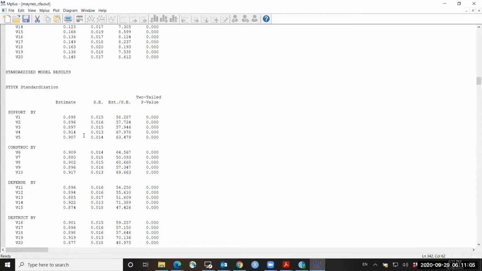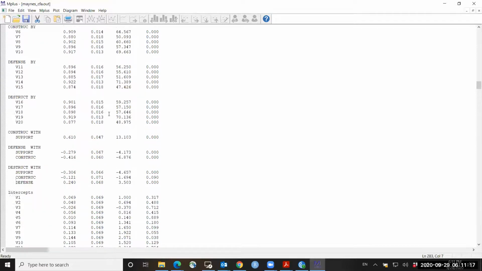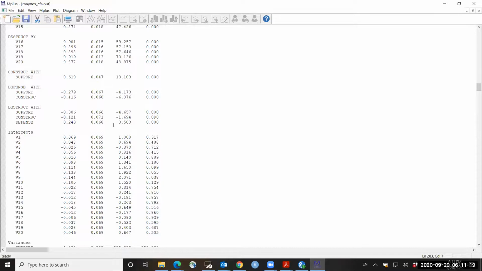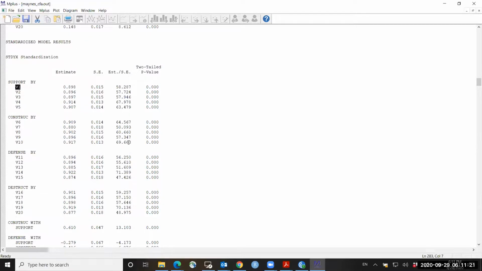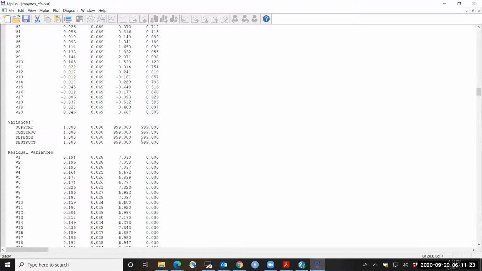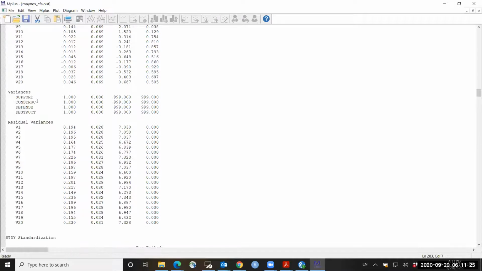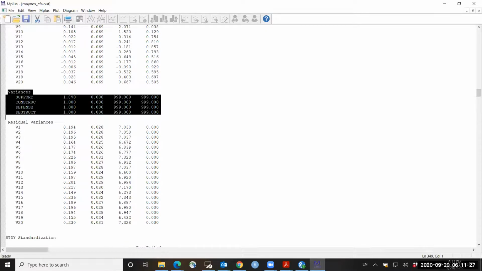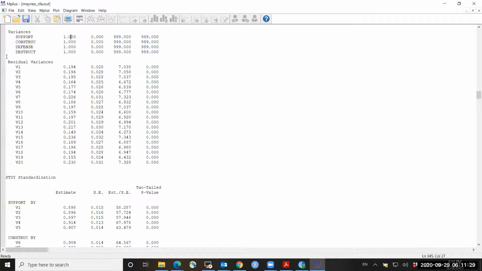Now the factor loading is what's most important here, because the standardized factor loading is the correlation between the item response and the factor. So these are very strong. You want them to be at least 0.7. Now, I have the variances, which I fixed to 1, so they're not fully estimated. And here the residual variances.